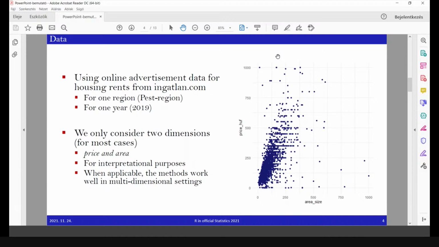And I'm only going to consider 2 dimensions in this case. I'm going to consider price, because that is our primary interest in housing statistics, and the area, which is pretty good for housing statistics, because the area is a very strong predeterminant of the price of the dwelling. This is only for interpretational purposes. The methods I'm about to show you work really well in multidimensional settings. However, it's really hard to do ggplots in 3 dimensions and to interpret these. So this is why I would just do 2 dimensions.